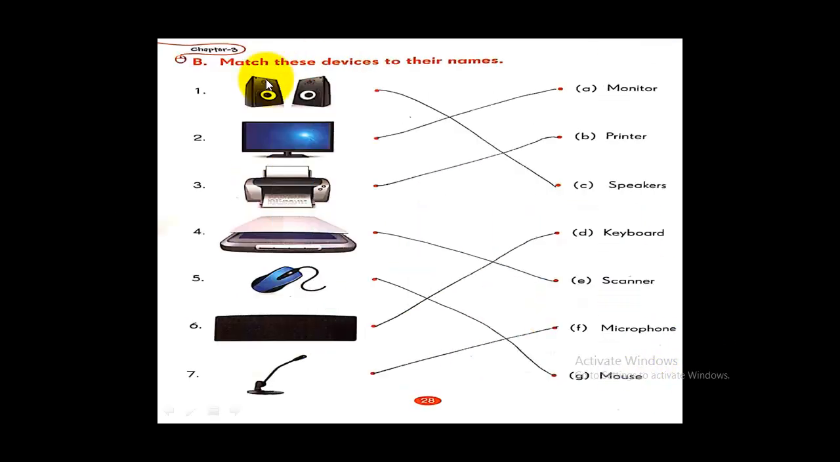And next is match these devices to their names. Obviously, this is the speaker, this is the monitor, this is a printer, this is a scanner, this is a keyboard, this is a microphone. This is very easy, as easy as ABC.